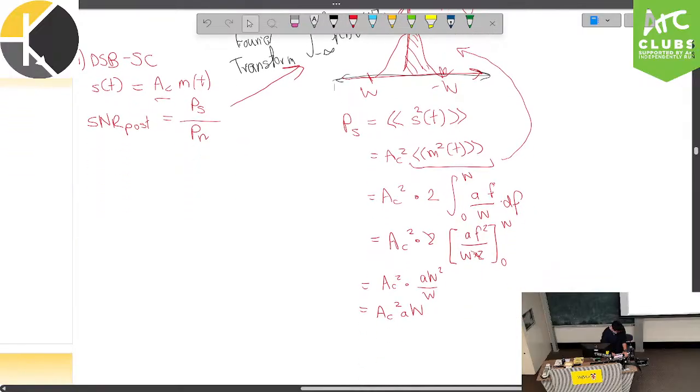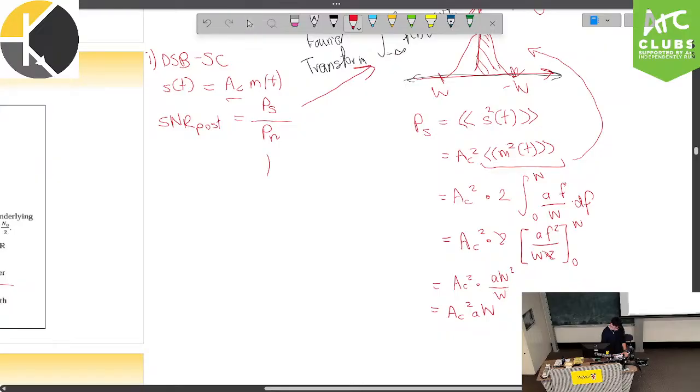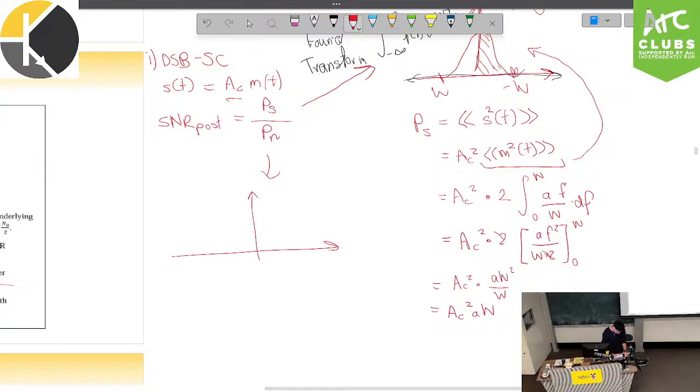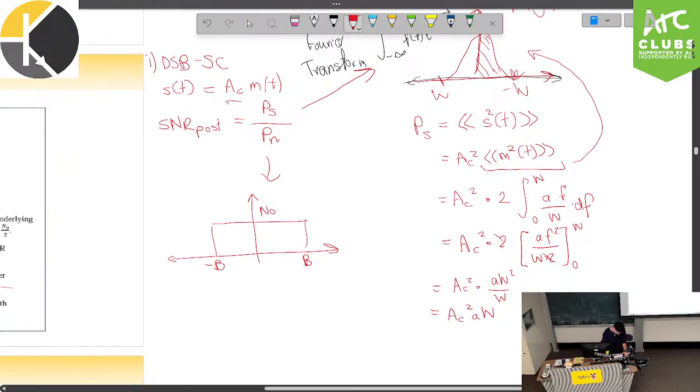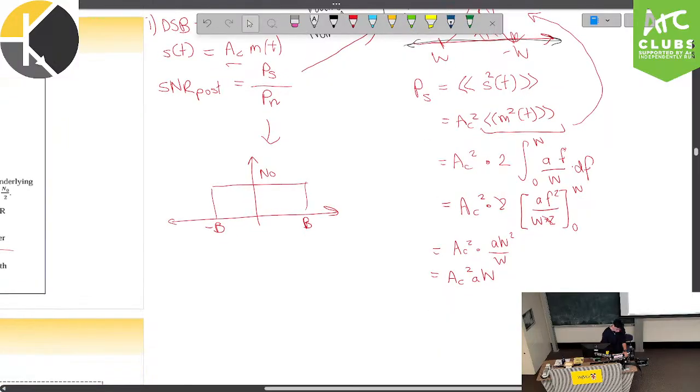Cool. So we'll do the exact same thing to find the noise power. As we know, the noise frequency spectrum looks something like this. It's just a flat thing with an amplitude of n0. In this case, it will be bandwidth limited to the bandwidth of our detection system, which will have some bandwidth b. So we just need to take the integral of this again.